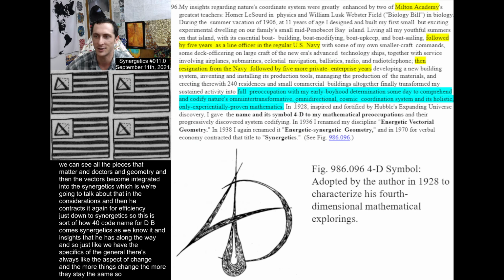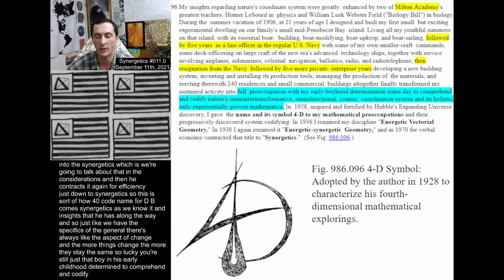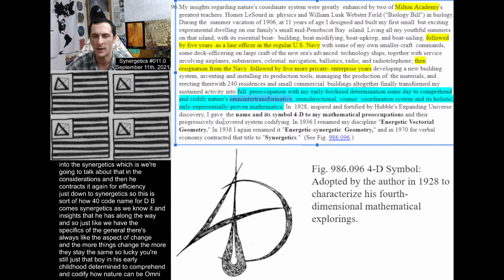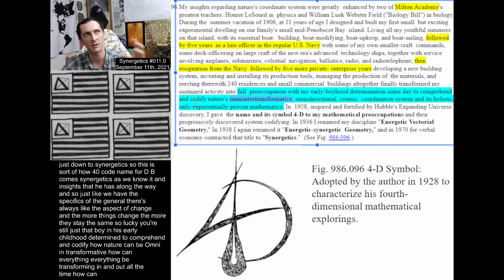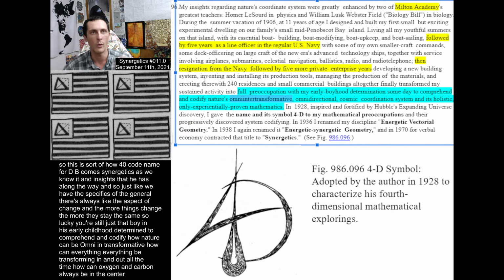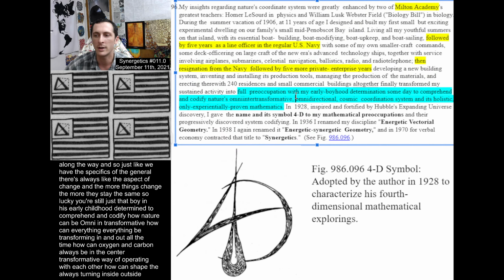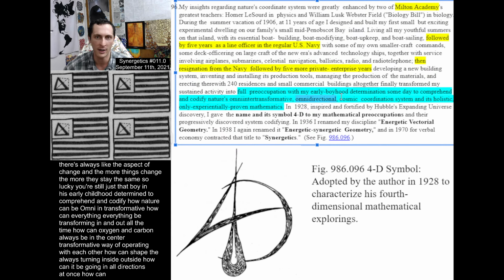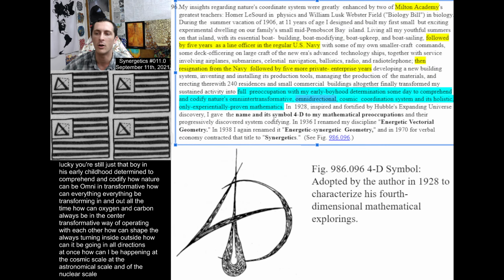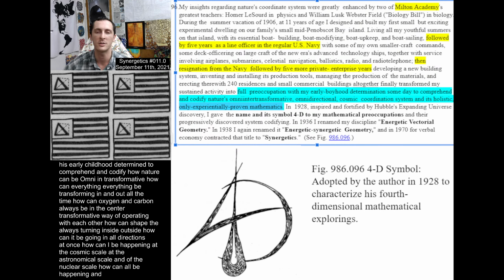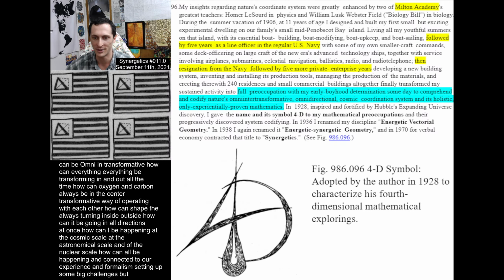So Bucky is still just that boy in his early childhood, determined to comprehend and codify how nature can be intertransformative. How can everything be transforming in and out all the time? How can oxygen and carbon always be in this intertransformative way of operating with each other? How can shapes be always turning inside and outside? How can it be going in all directions at once? How can it be happening at the cosmic scale, at the astronomical scale, and at the nuclear scale? How can that all be happening and connected to our experience and formalisms? So setting up some big challenges, but that's what Synergetics does.